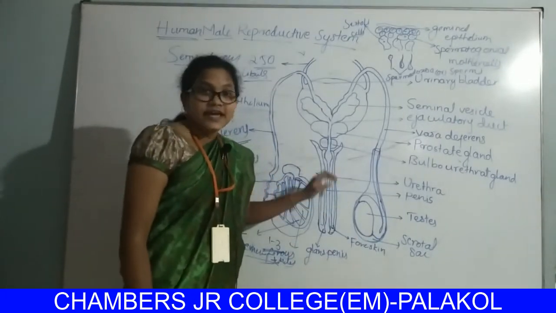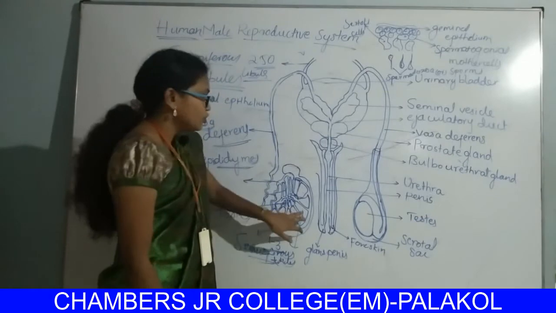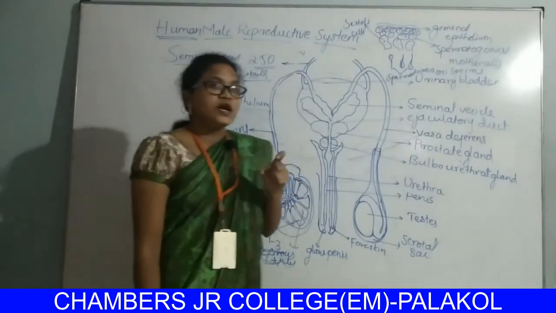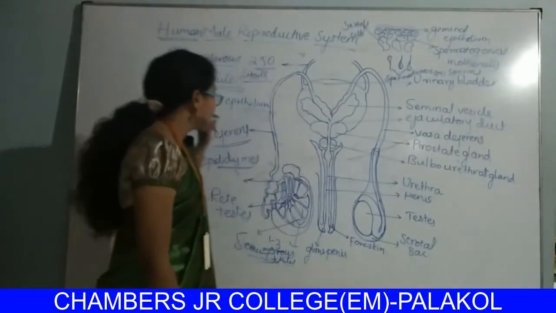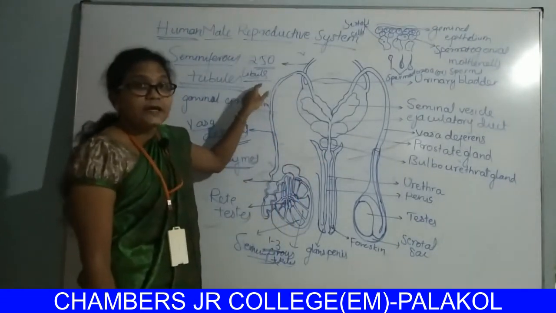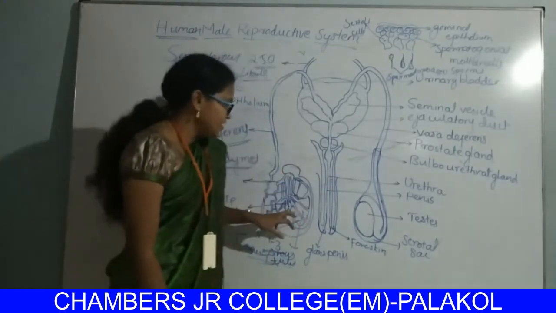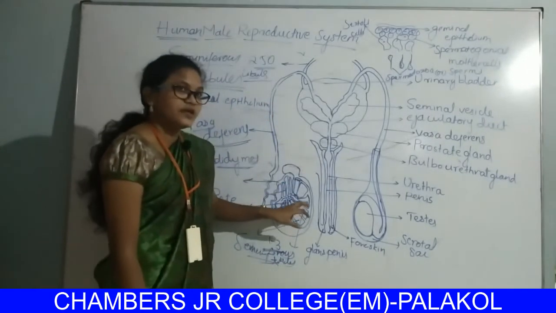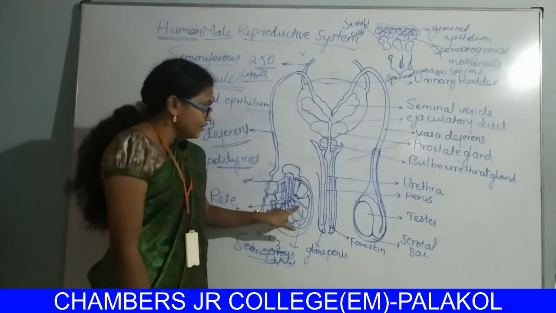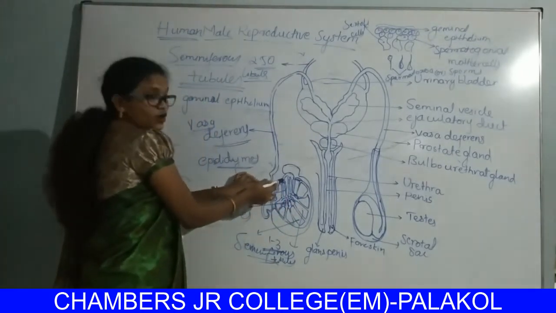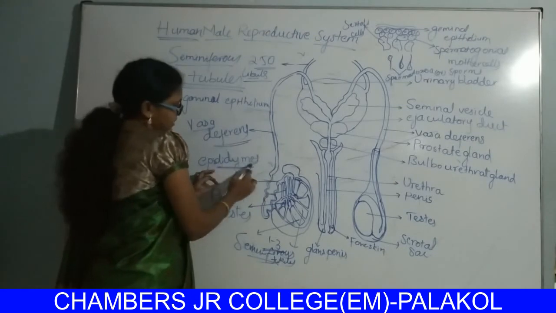Each testis is divided into lobules. Each lobule contains one to three long, highly coiled tubes called seminiferous tubules. Each seminiferous tubule opens into a narrow coiled tube called the epididymis.